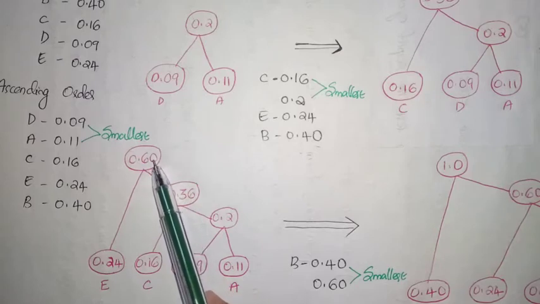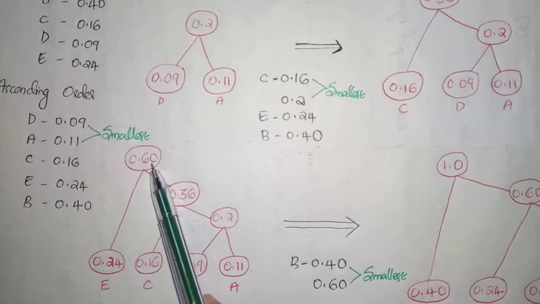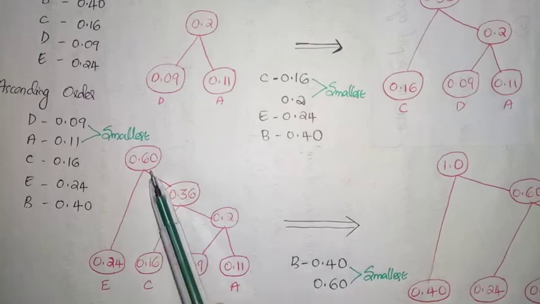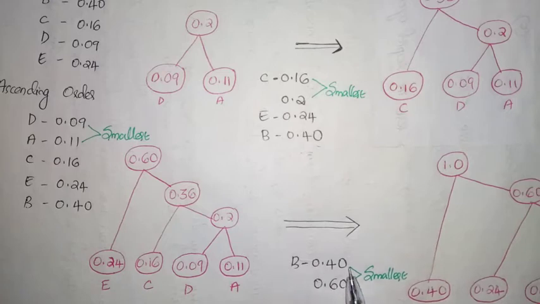Again we are repeating this same step. Now we know that the remaining elements in the list are B, which has a value of 0.40, and the new node that we obtained, which has a value of 0.60. We will be placing these nodes in ascending order. So B came first here, since it is the smallest one. Now only two elements are remaining in our list and we can directly add these two elements together. Among these, B is the smallest one, so the node B will be placed on the left side of this node 0.60.